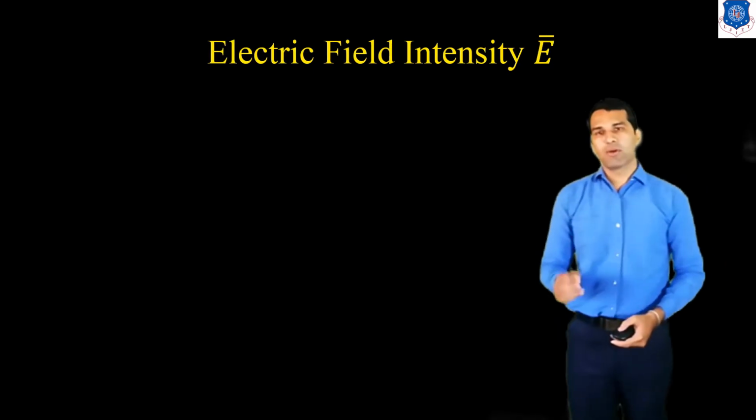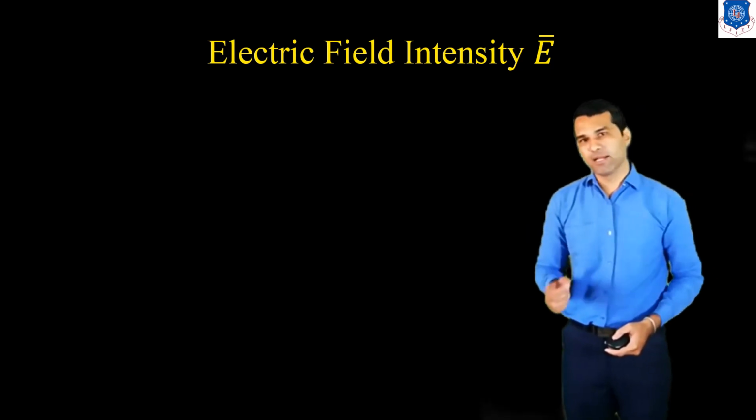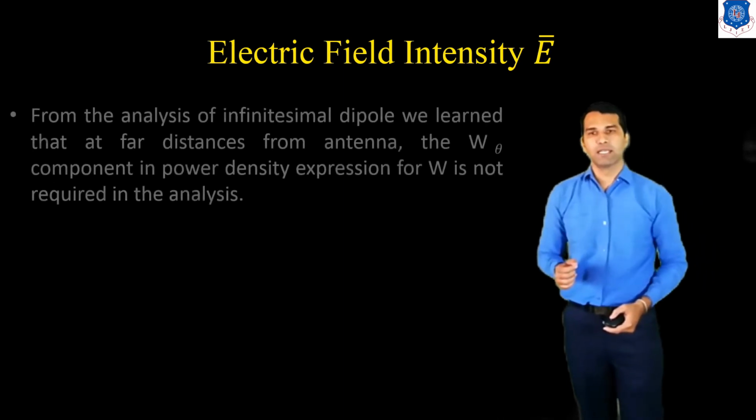Now the third step to analyze the half wave dipole is the electric field intensity. So we have to find the electric field intensity E.